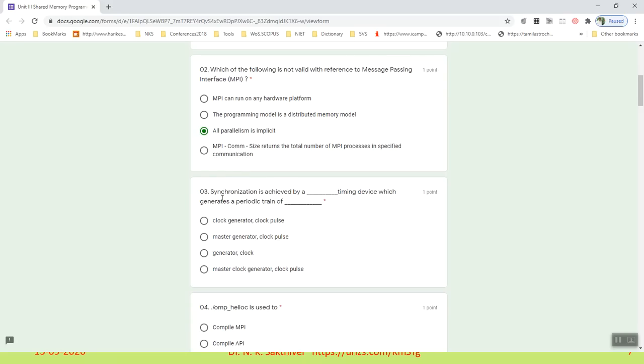Third question, synchronization is achieved by a dash timing device which generates a periodic train of dash. Synchronization means timing as well as the period we want to synchronize. So the third choice, clock generator, clock pulse, is the correct answer, because a clock generator is a timing device and a clock follows that timing. It is not a master, not a generator, nothing else.